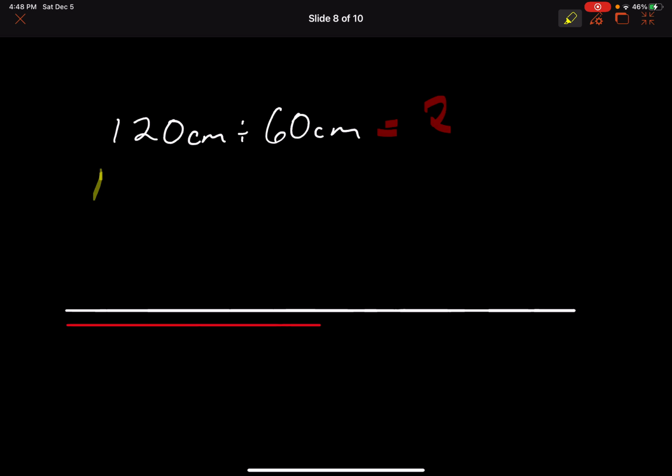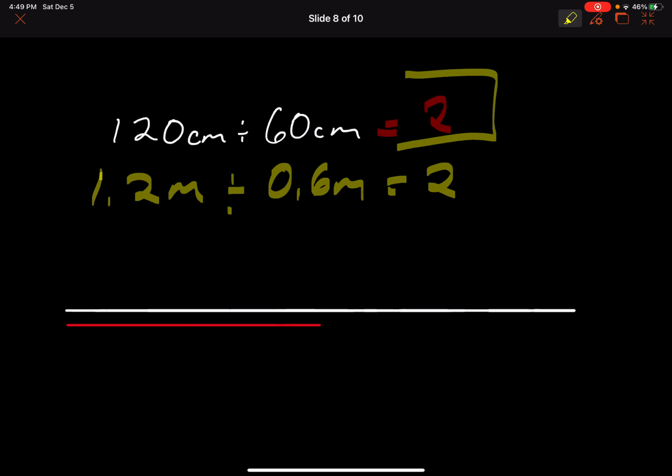Now if I was going to change this and I'm using a different measurement, this would be 1 2/10 meters divided by 6/10 of a meter. This is still going to be equal to 2. But it is much easier to think and solve the first division problem in your head. So to do the second one in your head, you would just multiply these by 10.